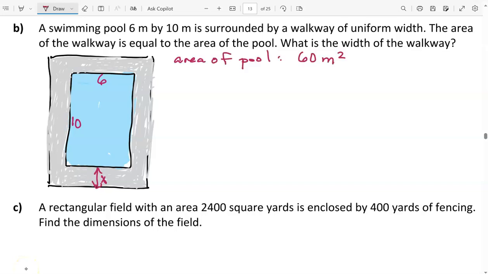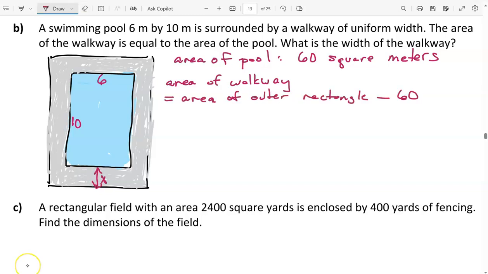We know that the area of the pool is 60 square meters, since it is 6 by 10, and the area of the walkway, which is pictured in gray in this diagram, is equal to the area of the outer rectangle minus the 60, which is the area of that pool. So we're just looking for the area of that gray region, which is that frame around the pool.